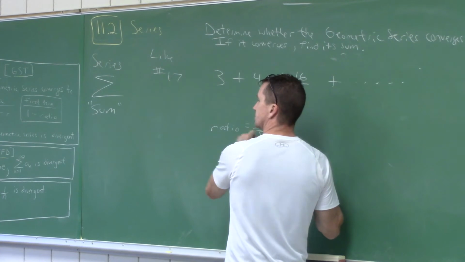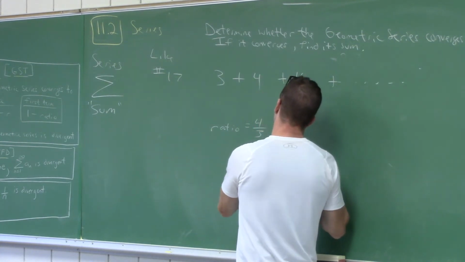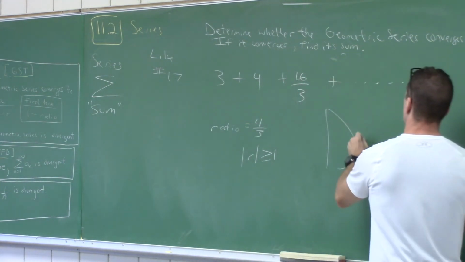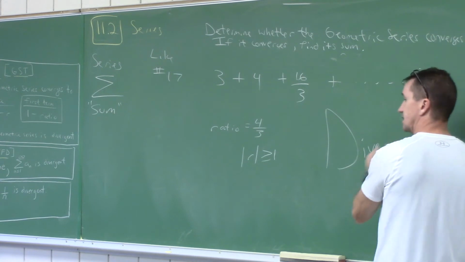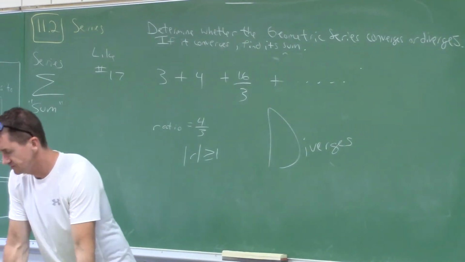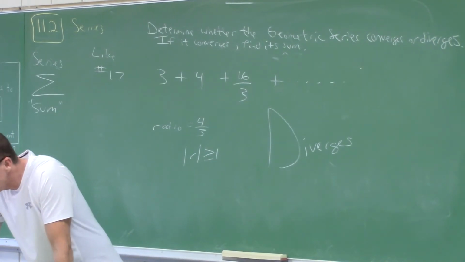3/4 or 4/3? Game over. The ratio is greater than 1. This is what? Divergent. Yeah, it's actually heading towards infinity, isn't it? That's where it's headed. That sum is going towards infinity. Cool. All right.